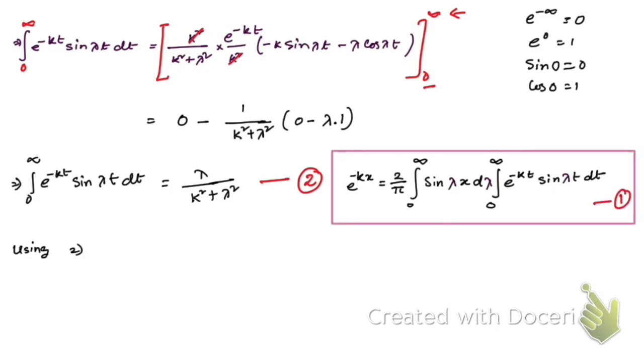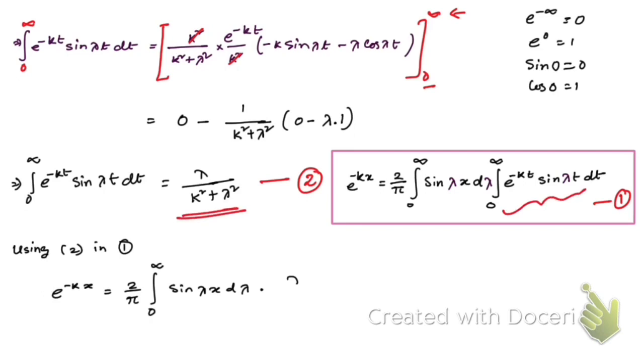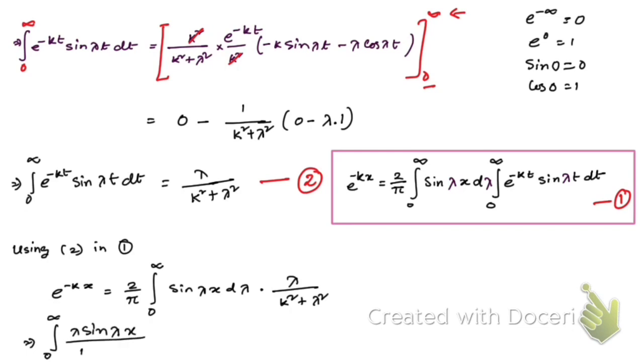Now you see, using this equation number 2 in 1, we're going to get this result. Here we can replace this part by this value, and doing so we have got this result. Now if you simplify this, we're going to get this result. So that's what we needed to prove. So hope you have understood this.